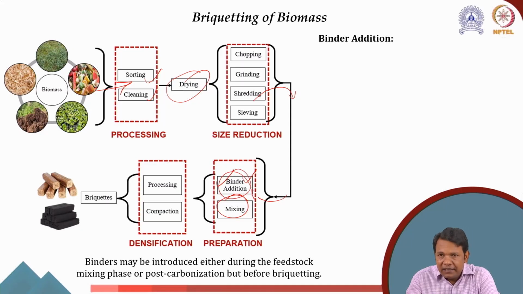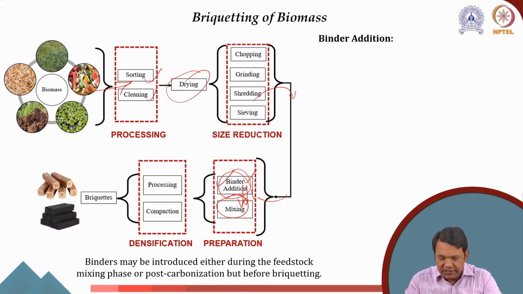Now when we are adding, for a uniformity of the binder distribution, mixing is very important. If we don't mix it properly, the binder may not be distributed uniformly. And if it is not distributed uniformly, then the binding of the materials will become difficult at all the places. At some places it will be very good, at some places it may not be good because the binder is not available in sufficient amount.